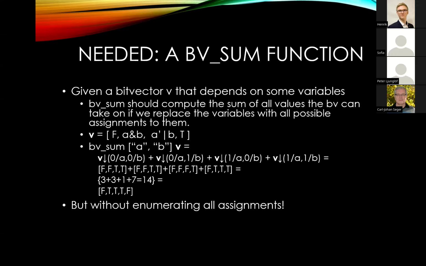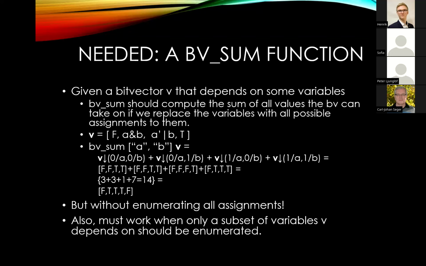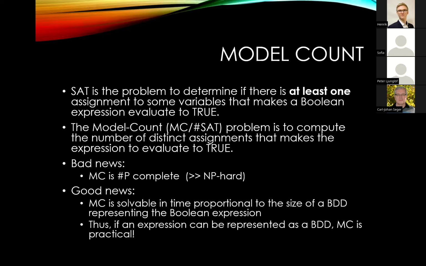Here, I want to do BV sum over all the variables that occurred in this bit vector. But maybe there was another variable like C, and I didn't want to add over C. So I want to build something that generates a result that has a function over C. So this is my third requirement. This is what it should do without enumerating, but also work if I have some free variables in the expressions.